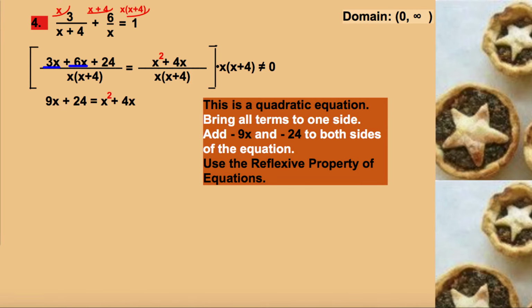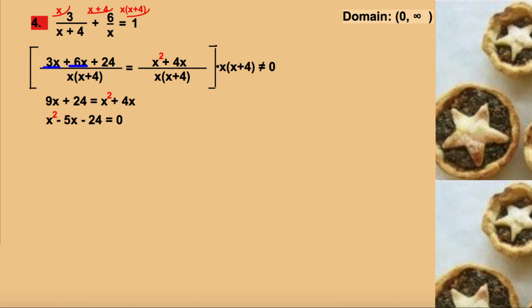This is a quadratic equation. Bring all terms to one side, adding negative 9x and negative 24 to both sides of the equation, using the reflexive property of equations. x squared minus 5x minus 24 equals 0.